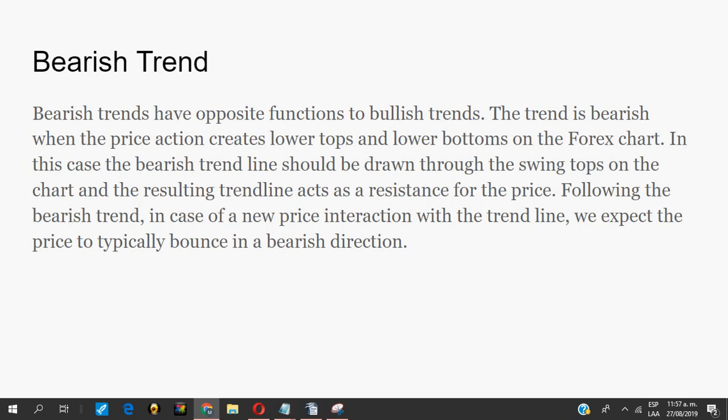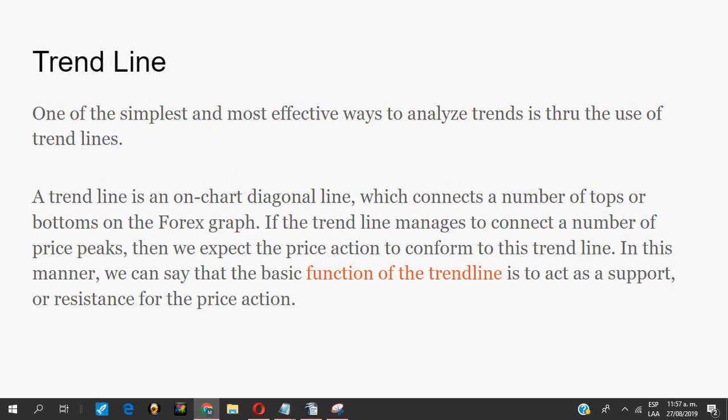What is trend line? One of the simplest and most effective ways to analyze trends is through the use of trend lines. A trend line is an on-chart diagonal line which connects a number of tops or bottoms on the Forex graph. If the trend line manages to connect a number of price peaks, then we expect the price action to conform to this trend line. In this manner, we can say that the basic function of the trend line is to act as a support or resistance for the price action.